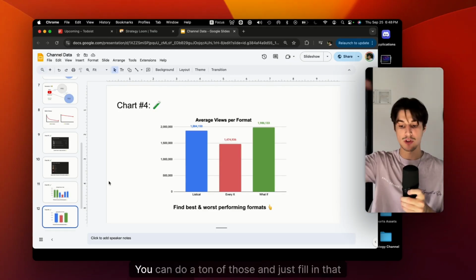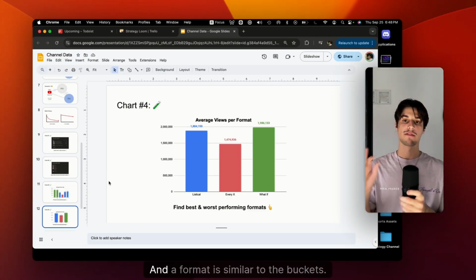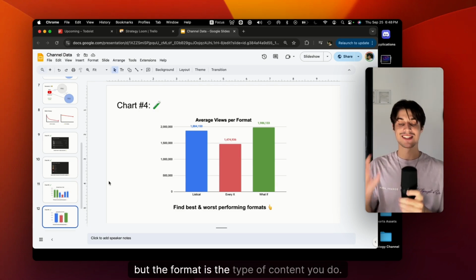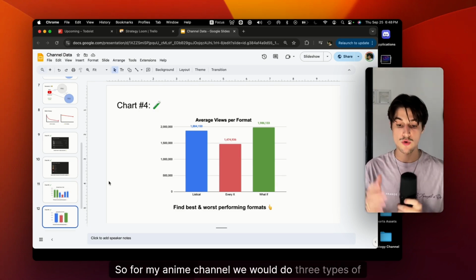And that's your bucket. You can do a ton of those and just fill in that blank with the words, right? A format is similar to the bucket. The bucket is what you're playing off of in the format, but the format is the type of content you do. So for my anime channel, we would do 3 types of formats.